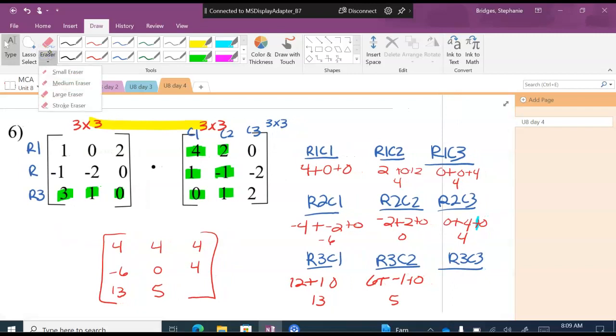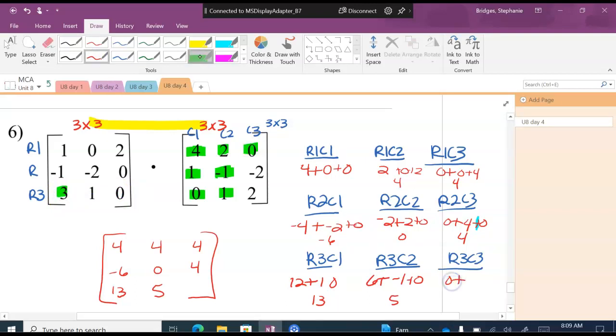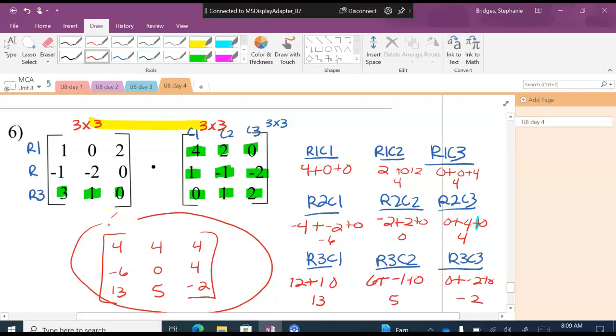And then the last one, try that one more time. 3 times 0 is 0. 1 times negative 2 is negative 2. And 0 times 2 is 0, so we get a negative 2. So the last row is 13, 5, and negative 2. So that is the final answer for the multiplication.